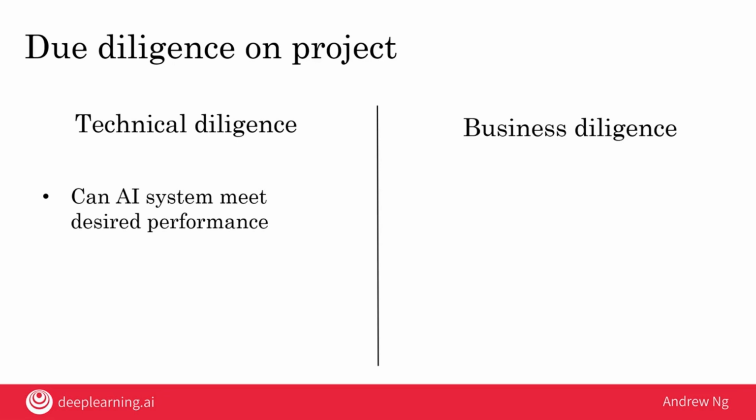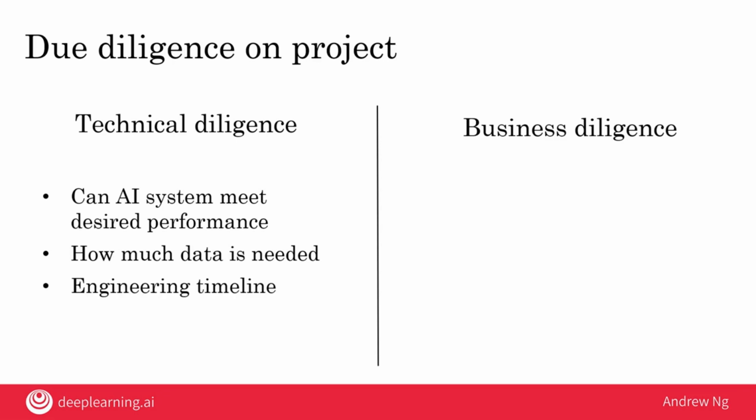A second important question for technical diligence is how much data is needed to get to this desired level of performance? And do you have a way to get that much data? Third would be engineering timeline, to try to figure out how long it will take and how many people it will take to build the system that you would like to have built.